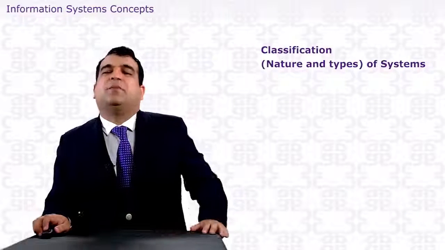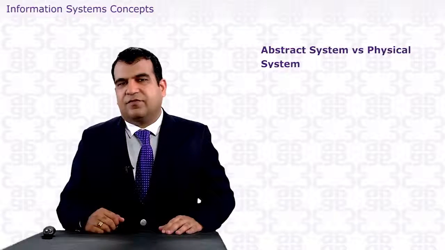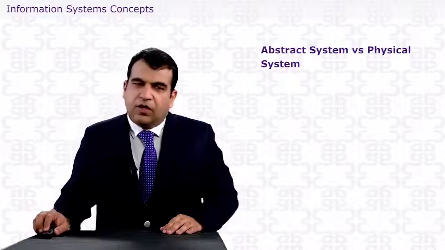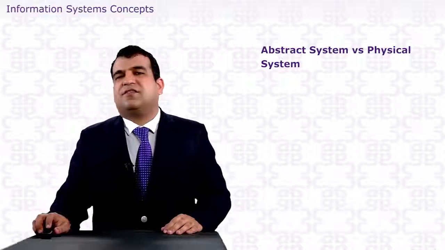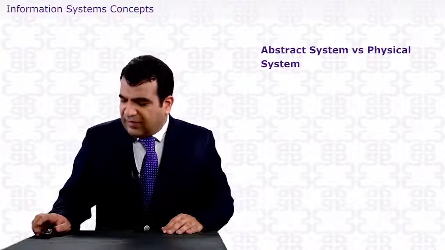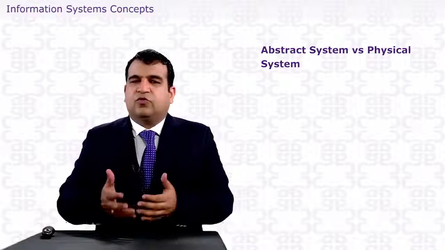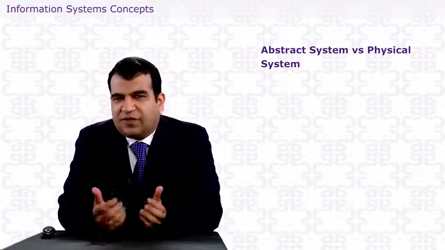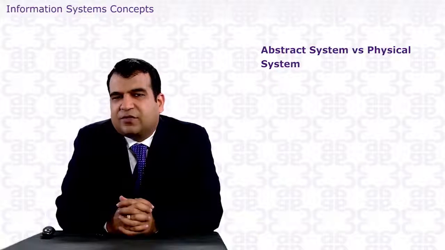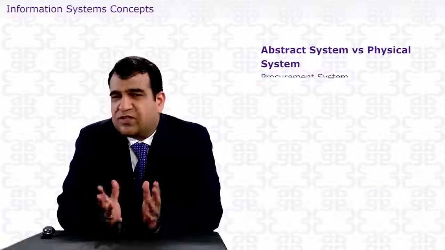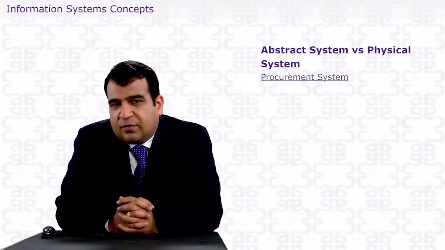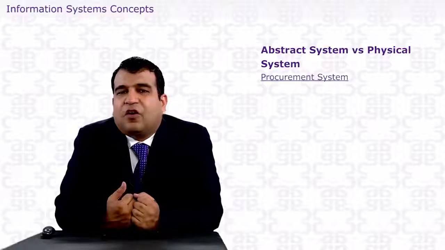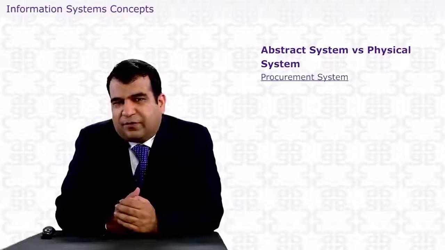First, let's try to divide the systems into 2 forms, that is, abstract versus physical. To understand abstract system, I'll take you through a process of procurement. That process will help us to understand what is an abstract system. What is procurement, my friends? Procurement is buying of raw materials in a company.